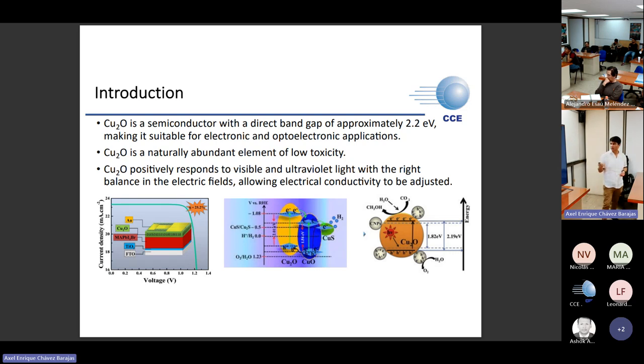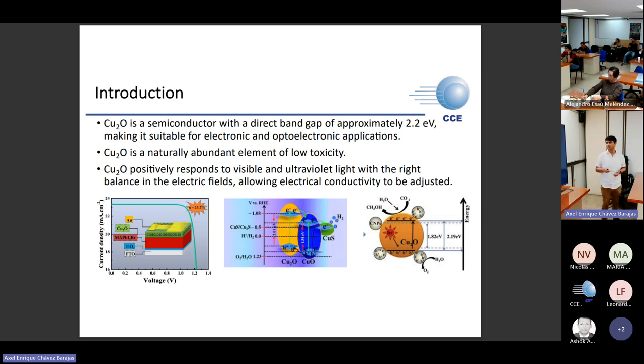Another thing that we can do with these kinds of materials is, for example, photocatalytic processes. In the first one, for example, we can promote the evolution of hydrogen. But another important aspect of this material is that we can change its conductivity. Naturally, this material tends to be a p-type material because of the copper vacancies.